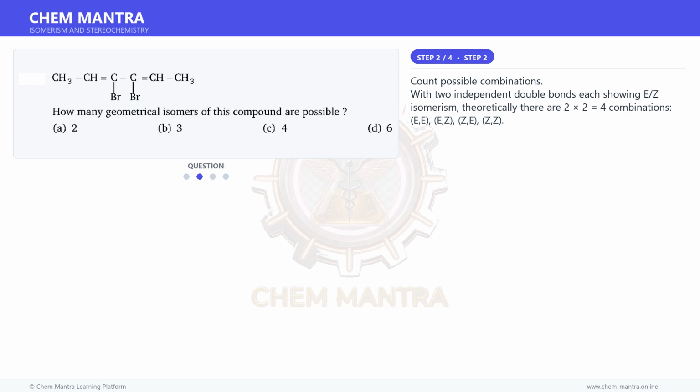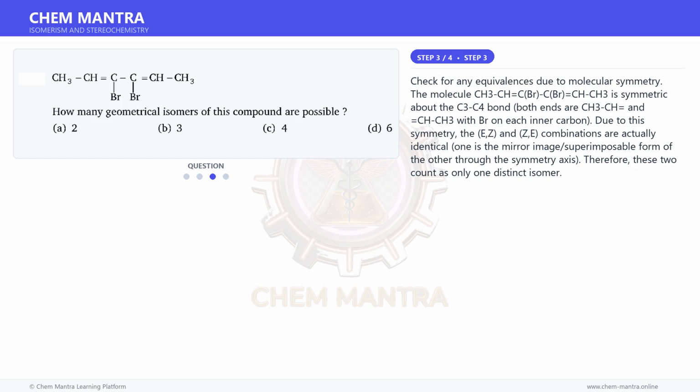Moving on to the next step. Count possible combinations. With two independent double bonds each showing E/Z isomerism, theoretically there are 2 times 2 equals 4 combinations: E,E; E,Z; Z,E; Z,Z. Moving on to the next step.